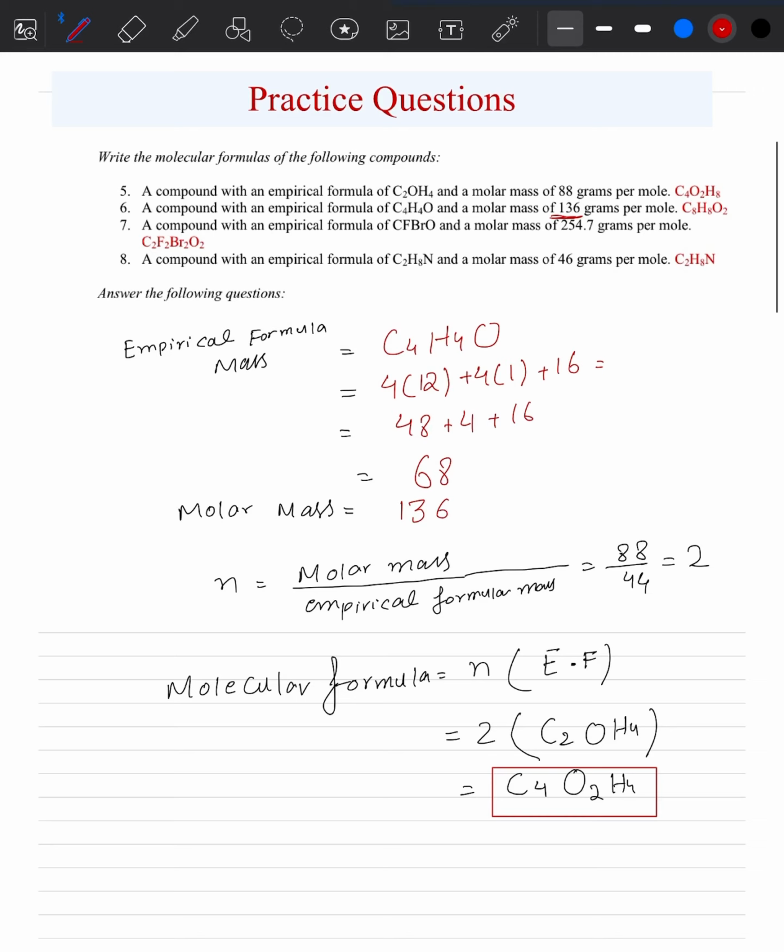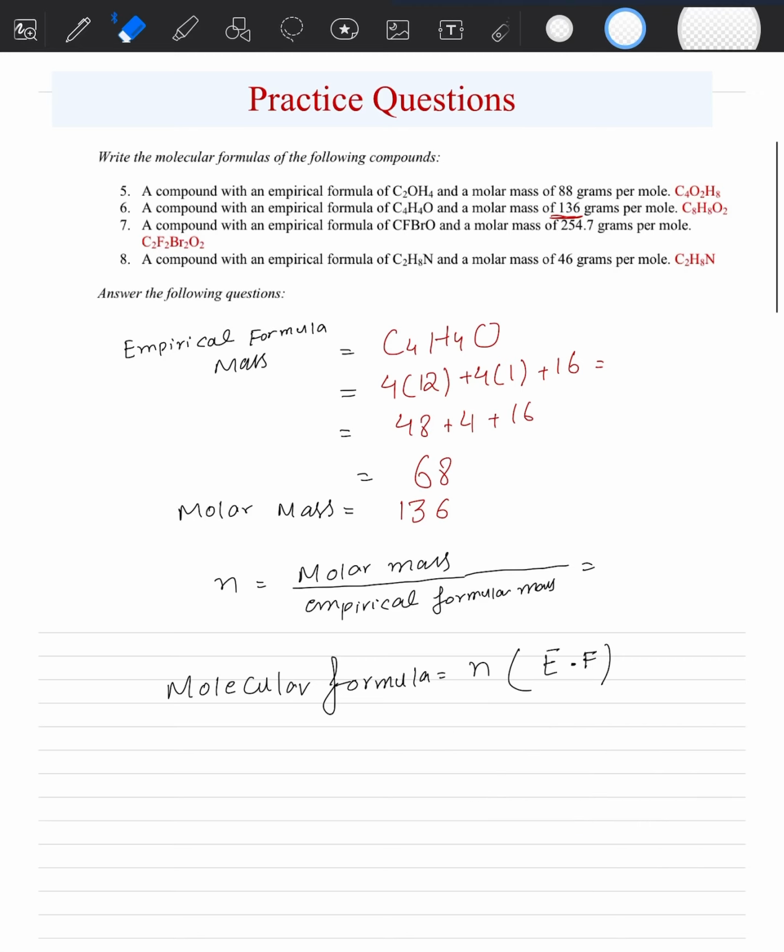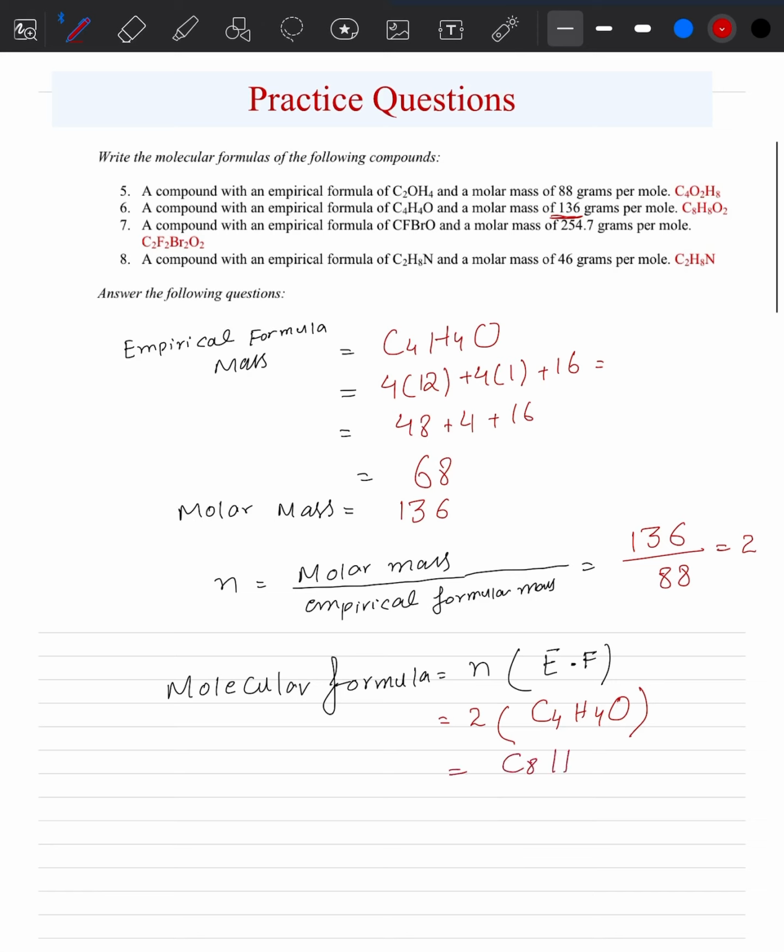So we again will put the values in the formula. So N is equal to molar mass over empirical formula mass. So now the molar mass of the compound is 136 and the empirical formula mass of the compound is 68, and when we divide them, we will get 2. So now the value of N is 2, and the empirical formula of the compound is C4H4O, and when we multiply by 2, we'll get C8H8O2. So this is how we change the empirical formula into molecular formula.